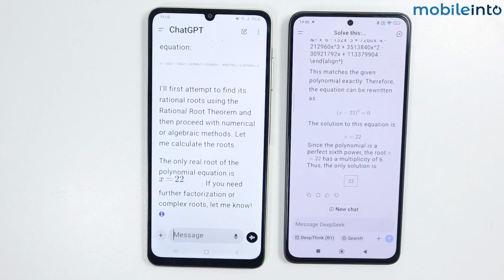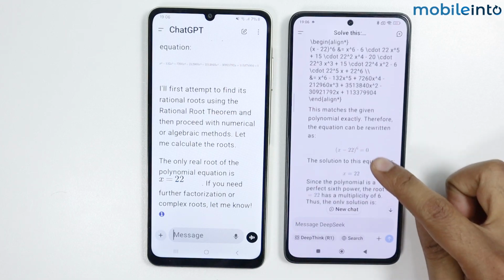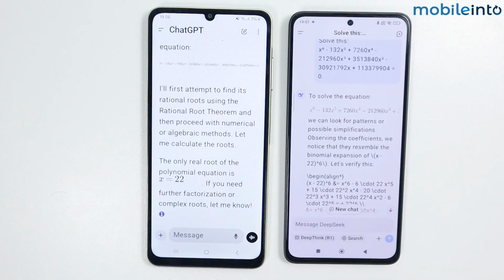In my opinion, ChatGPT is faster than DeepSeek. However, when it comes to the quality of the answer, I would say DeepSeek provides the best detailed response. So that's it for the video.